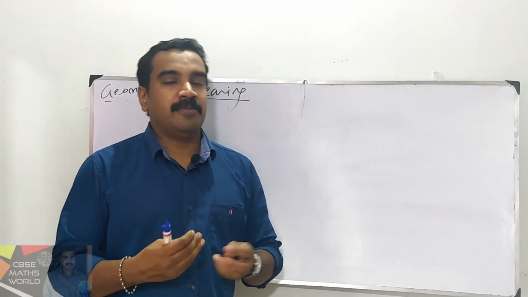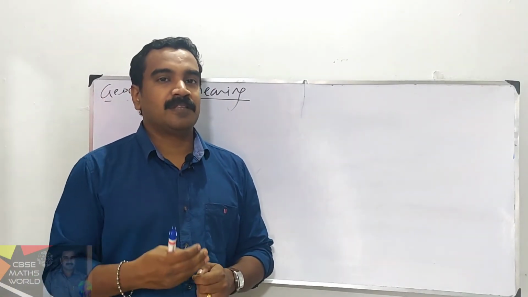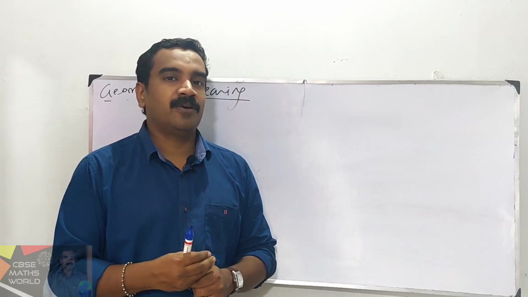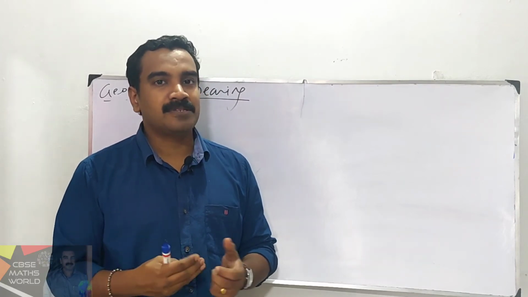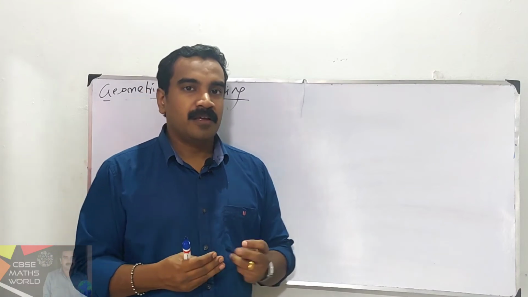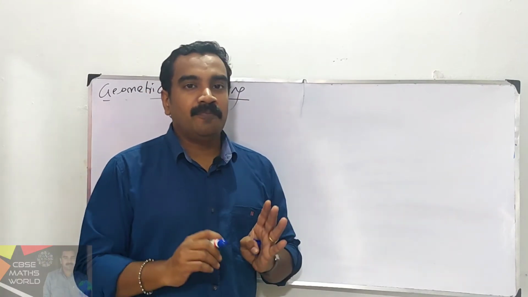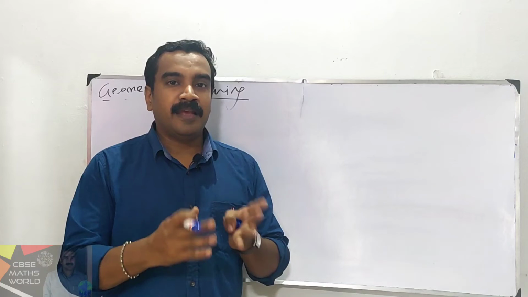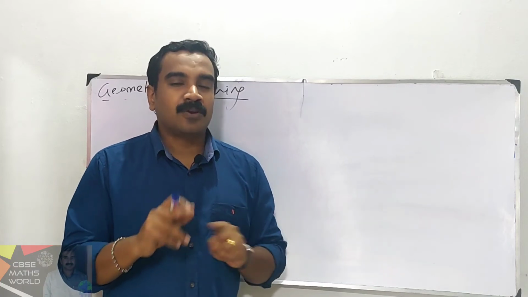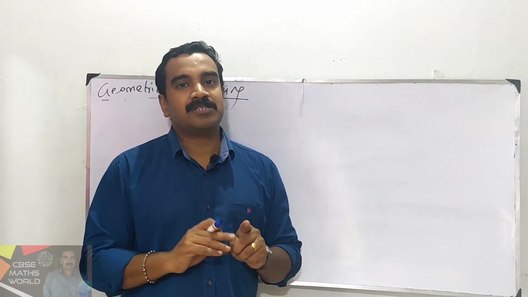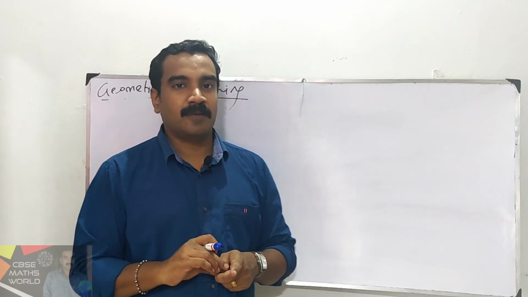Next is the geometrical meaning of the 0 of the polynomial. What is the 0 of the polynomial? We know that the value of x for which the entire value of the polynomial becomes 0 is known as the 0 of the polynomial. What is the geometrical meaning? If we plot that polynomial on graph paper, the number of places where it crosses the x-axis gives the zeros of the polynomial.